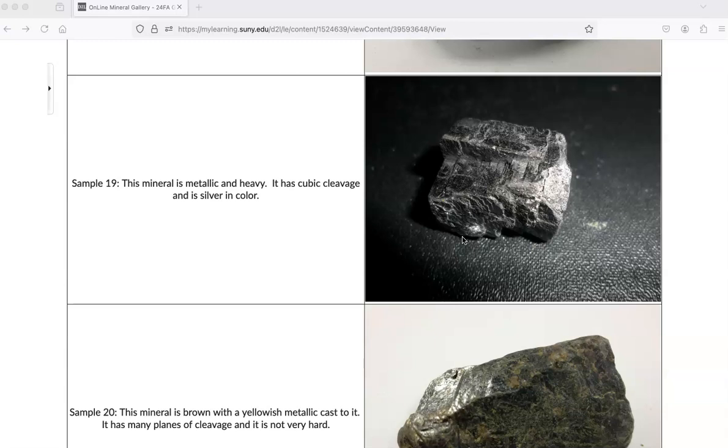Some of them we do encourage you to lick. Not this one. What did you guys call 19? Galena, yeah. And what's the formula for galena? PbS. This is lead. Just touching it a few times in here is fine. Don't worry. But you don't need to gnaw on it.